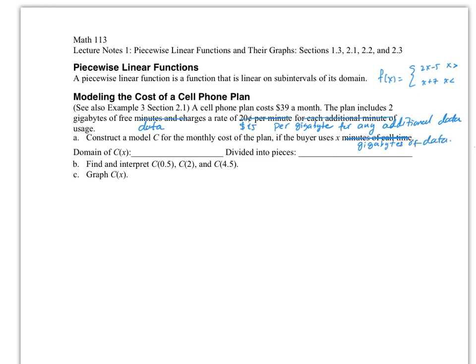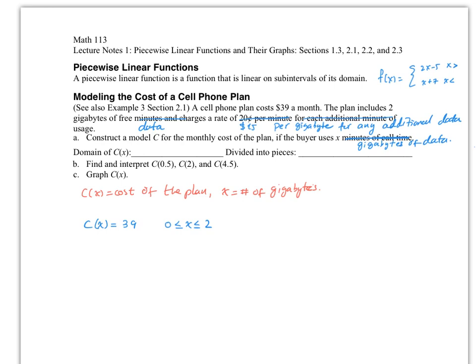Okay, so this is the problem that we're actually trying to solve. All right, so before we start the problem, C of x is the cost of the plan, and x is going to be the number of gigabytes. So therefore, the first linear equation is going to be the following. C of x is going to be equal to 39 if the amount of gigabytes you use is between 0 and 2. Even if you don't use anything, you still have to pay the $39.